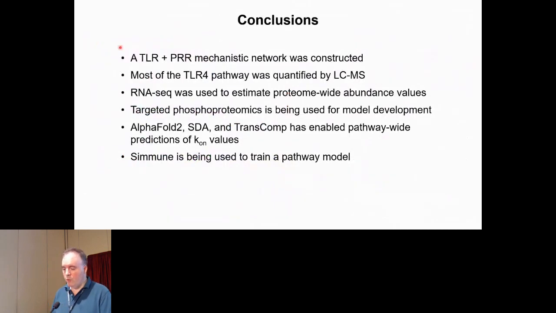So in conclusion, we developed a mechanistic network of the TLR pathway and also of other cytosolic PRRs. We published this last year. Most of the TLR4 pathway was quantified by mass spec, but there were missing values, and so we used RNASeq to fill in those missing values with rough estimates. I did not show this, but in parallel to doing targeted proteomics, we're doing targeted phosphoproteomics. We're measuring the absolute abundance of copies per cell of different phosphorylated forms of the TLR4 proteins.